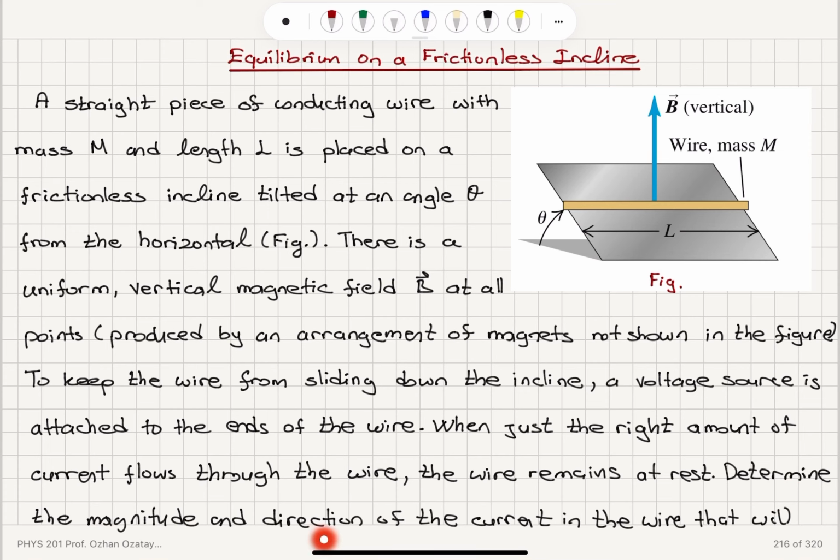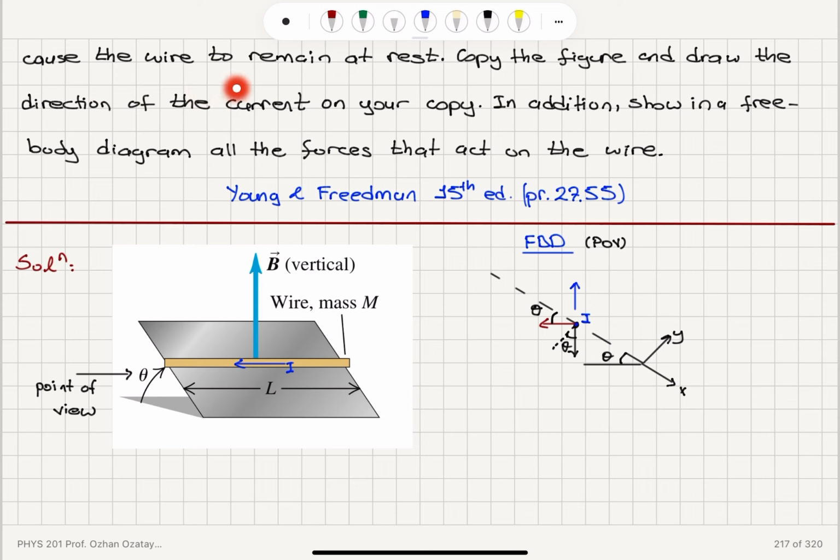Determine the magnitude and direction of the current in the wire that will cause the wire to remain at rest. Copy the figure and draw the direction of the current on your copy. In addition, show in a free body diagram all the forces that act on the wire.